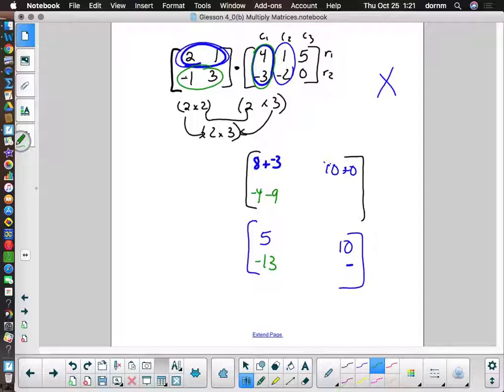Now row 2 times column 2. Negative 1 times 1 is negative 1. 3 times negative 2 is negative 6. So plus negative 6, which is the same as minus 6. So negative 1 minus 6 is negative 7.